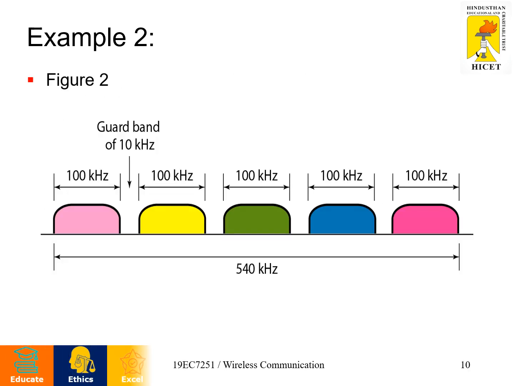And here it is easily understood. So we are having 500 kilohertz voice channel, and each has to be separated by means of a guard band of 10 kilohertz. So totally 100 into 5, 500 plus 10 into 4, 40. So total bandwidth is 540.